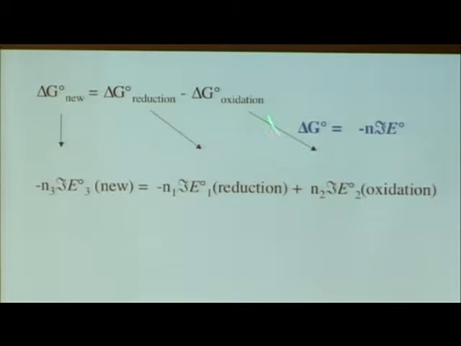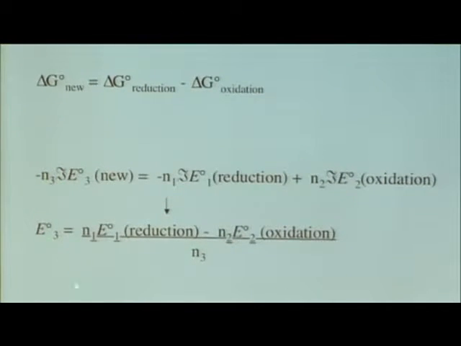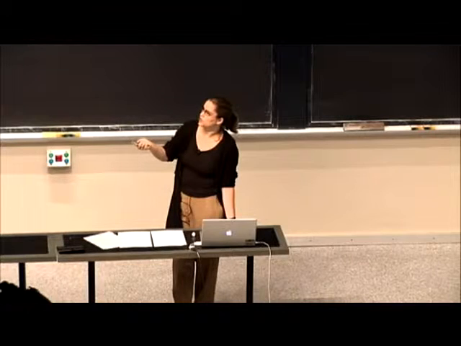But we can substitute for delta G this minus n Faraday's constant times our reduction potential and put it into this equation here. And so we have it for the new reaction and then the two reactions that we're adding together. So we have Faraday's constant in common, so that's going to cancel out. And we can also move n3 to the other side because we want to solve for this new E value, this new standard reduction potential.